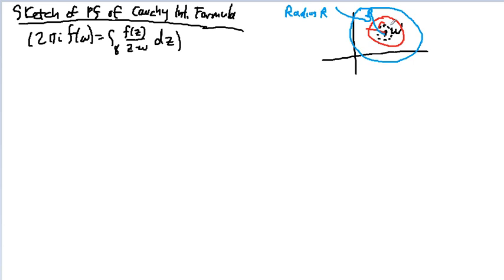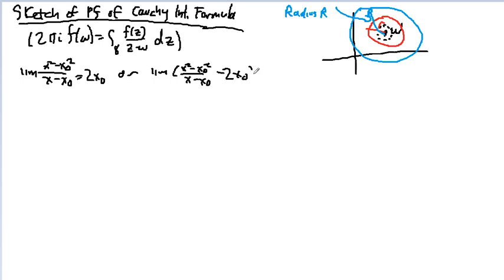And we're going to use that. We're going to basically let little r go to 0, and we're going to see what happens. So the method of the proof is essentially there are two ways of proving that the limit of x squared is 2x. You could either do it like that, or you could do the limit of x squared minus x naught squared over x minus x naught, minus 2 x naught, equals 0.